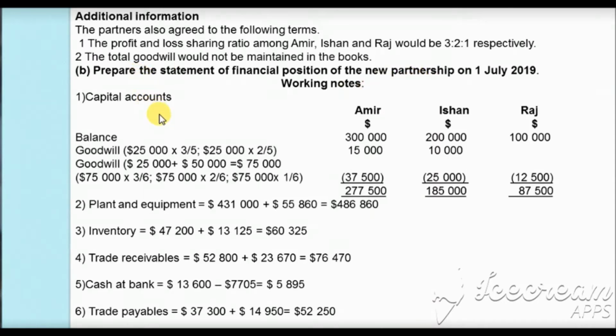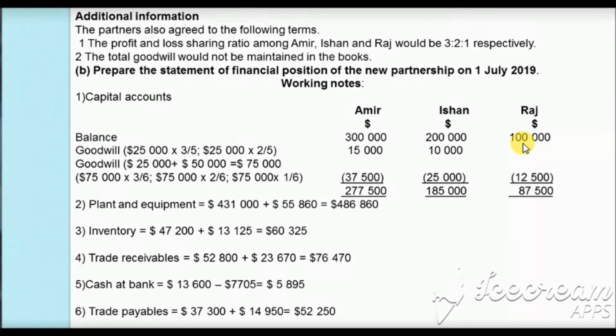We'll start with the capital account because it requires a bit detailed calculation, and for the other things it is a bit simple calculation which is required. So we'll start with the capital account. The balances given for Amir was $300,000, the capital balance for Ishan's account was $200,000, and the capital account balance for Raj was $100,000.